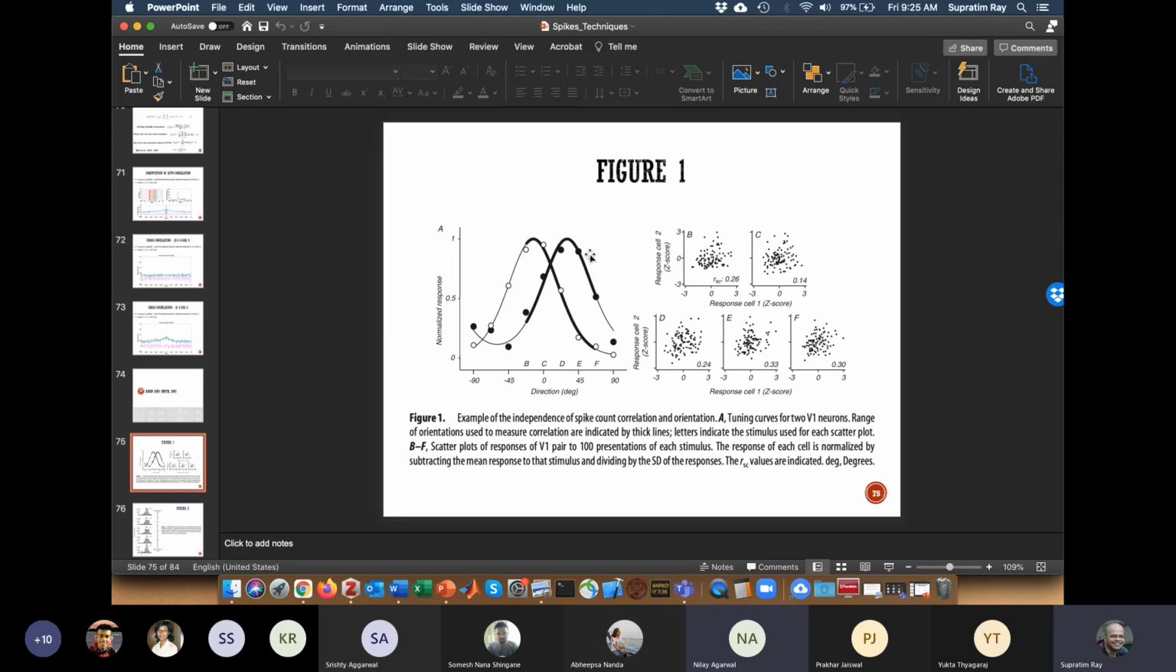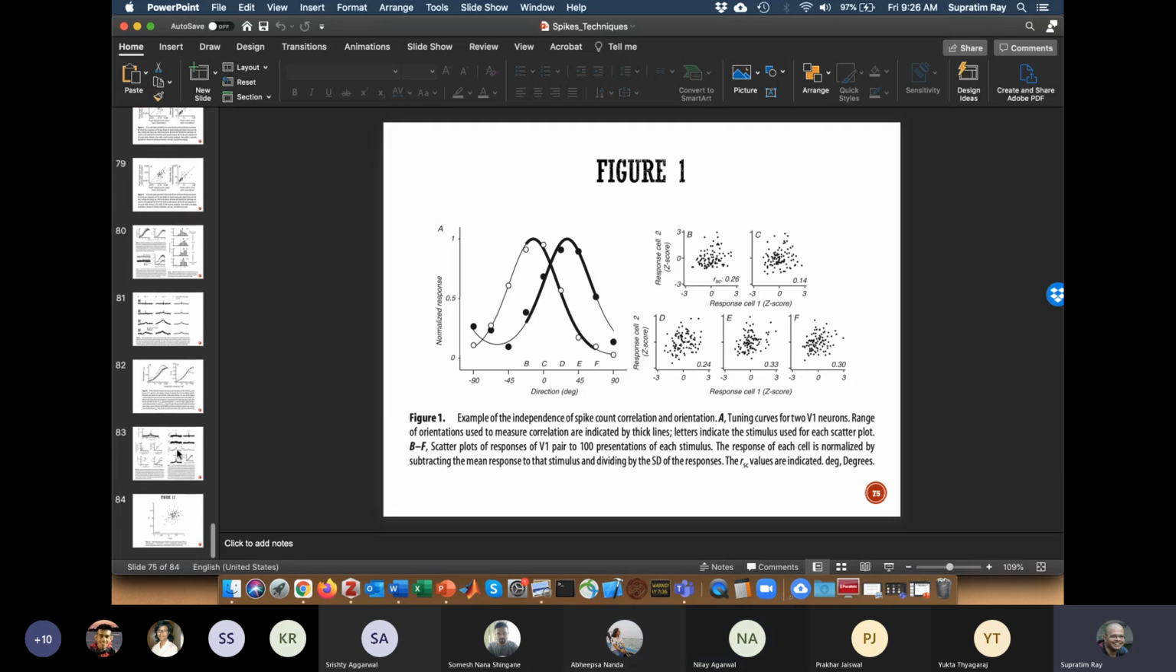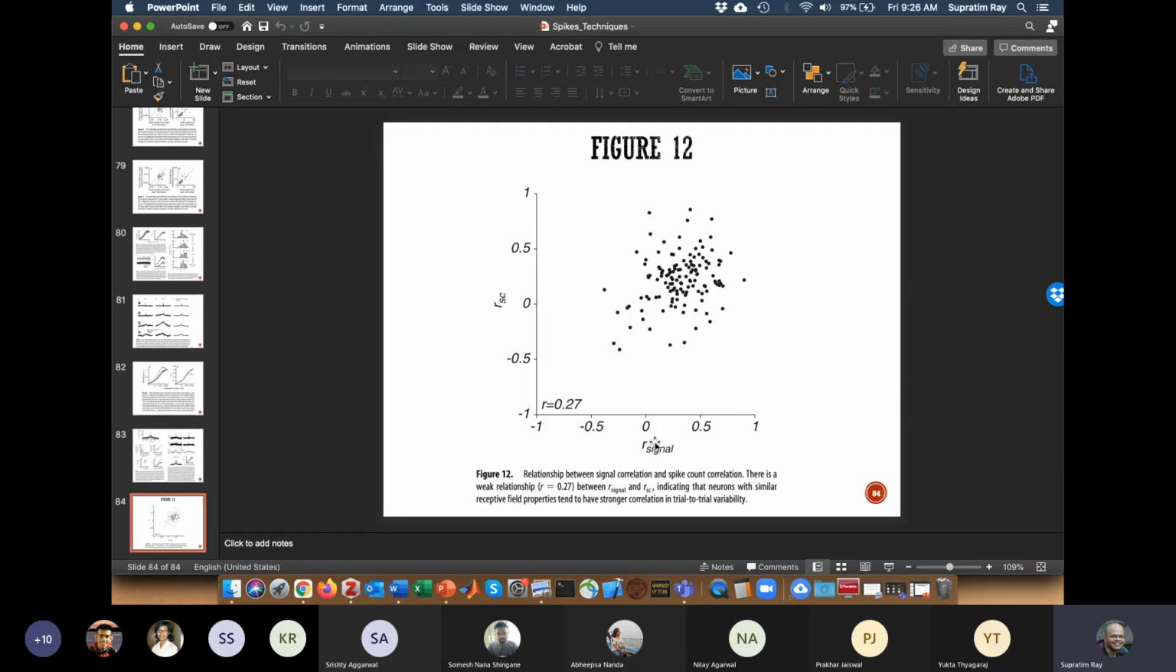And then the question is: is the noise correlation, which is the average of these values, dependent on the separation between the tuning curves? And that actually is figure 12. The signal correlation is a measure of how far apart the tuning curves are. And that's actually the homework question also.